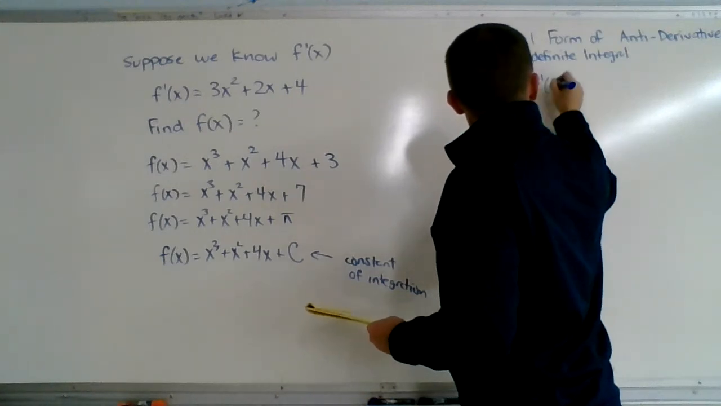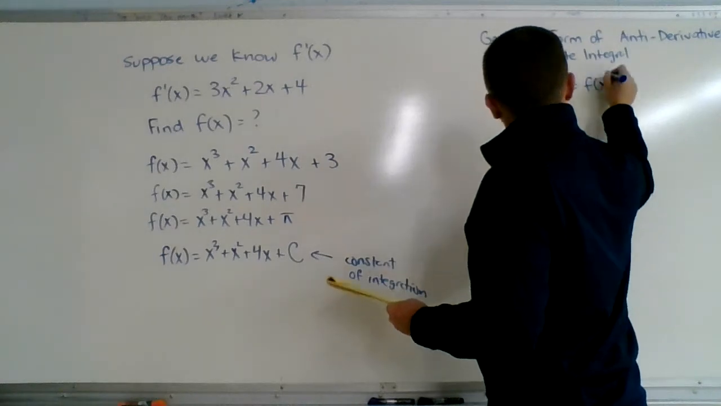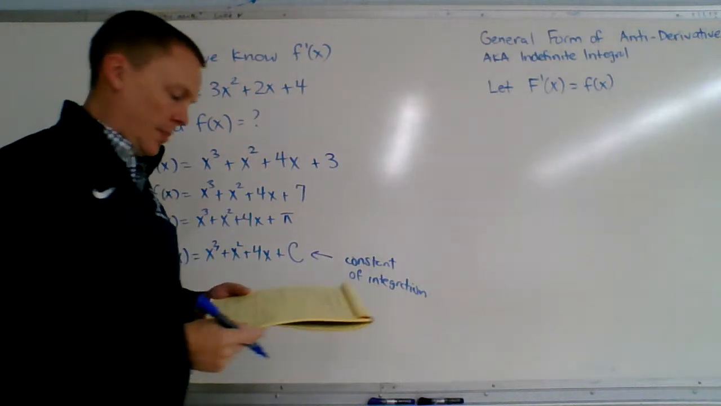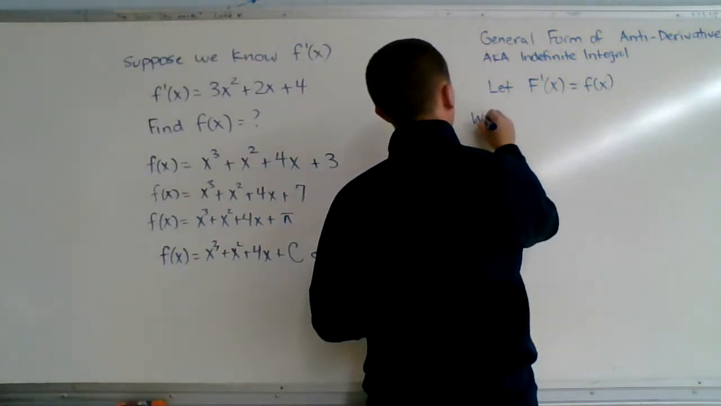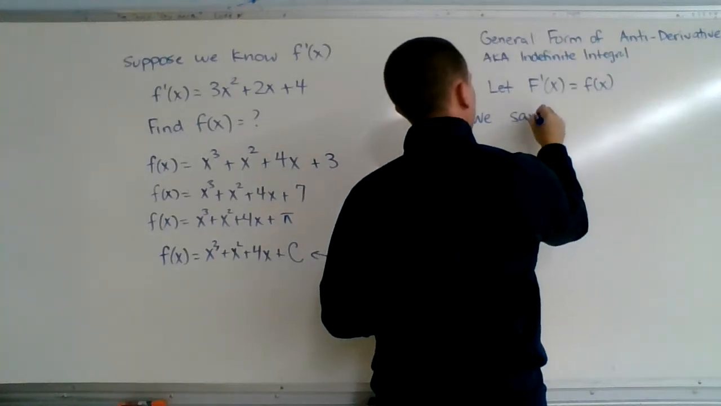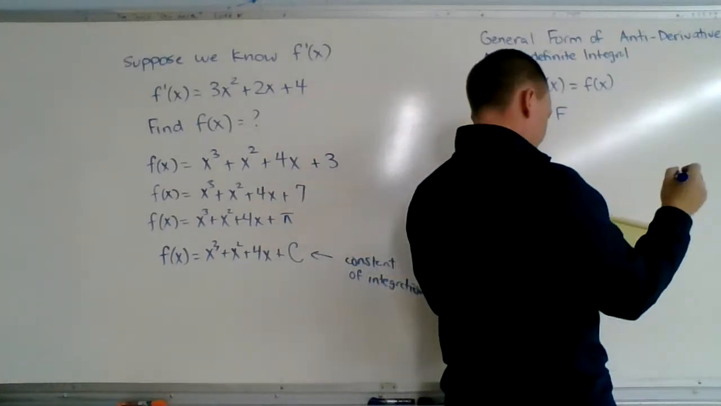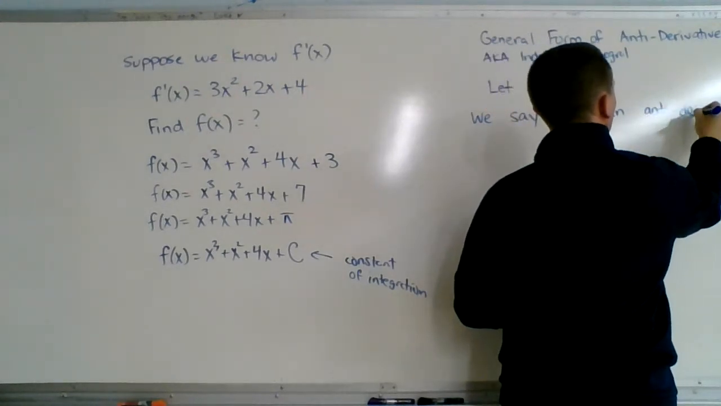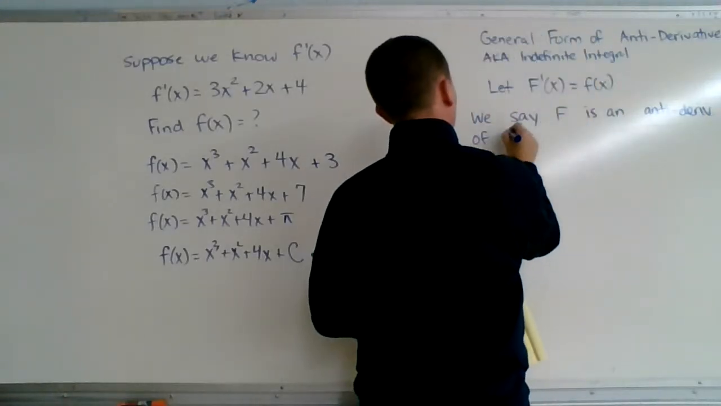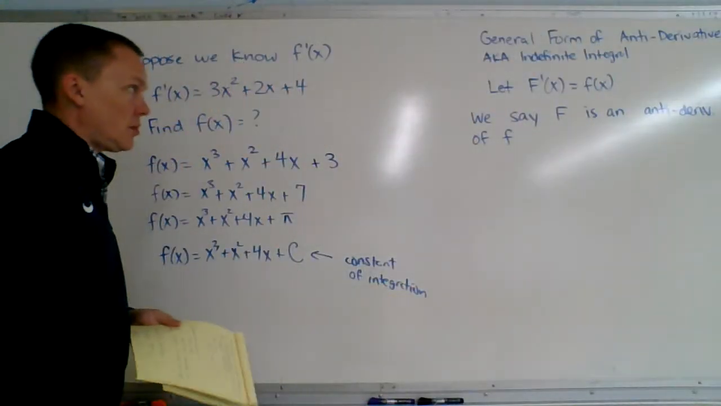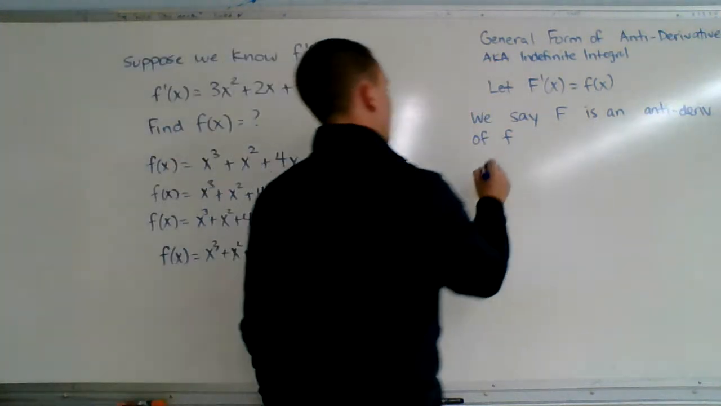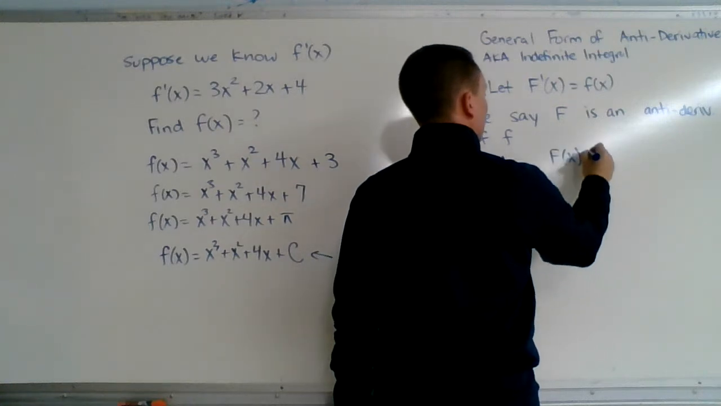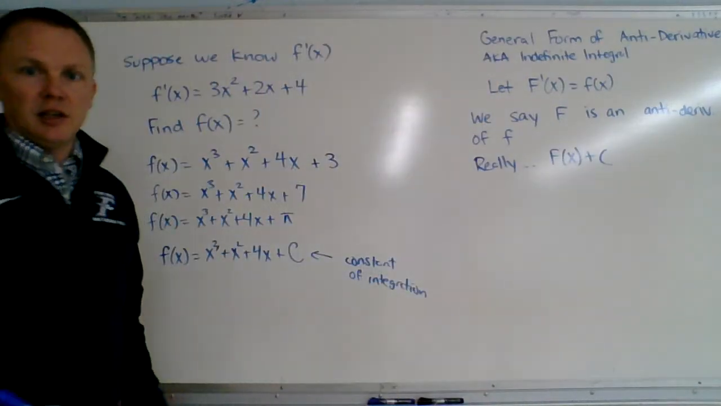Let big F prime equal little f. If this is true, we say that big F is an antiderivative of little f. And realistically, big F plus c is an antiderivative.